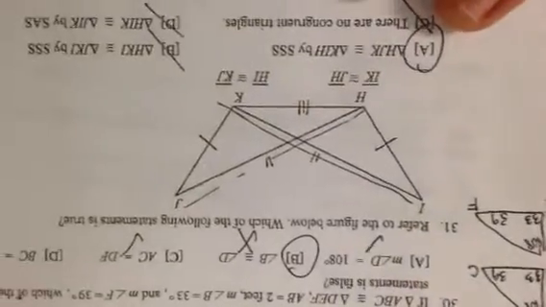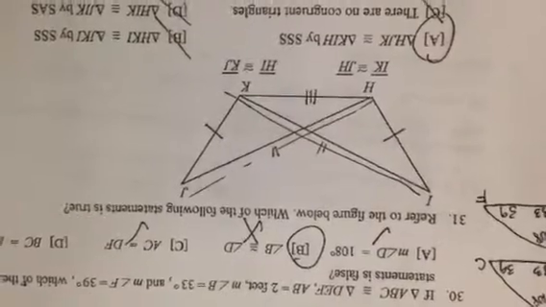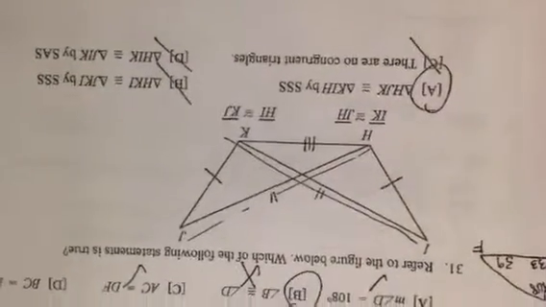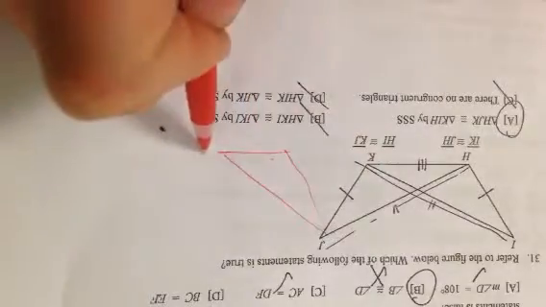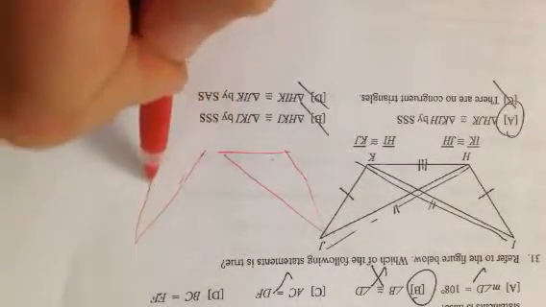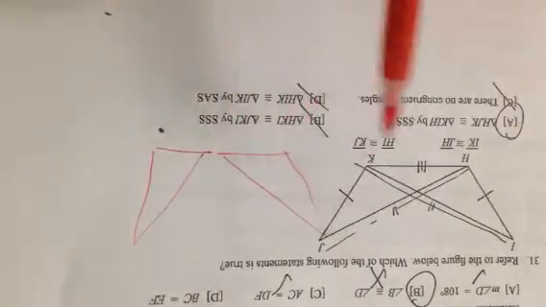So number 31. All right, refer to the figure below, which of the following statements is true. So here's two triangles, and if you want to think of this, hang on one second while I adjust the camera. Oops. All right, so you can actually break these apart if that makes it easier for you. So you're really looking at two triangles, which look kind of like this, and they're the same.